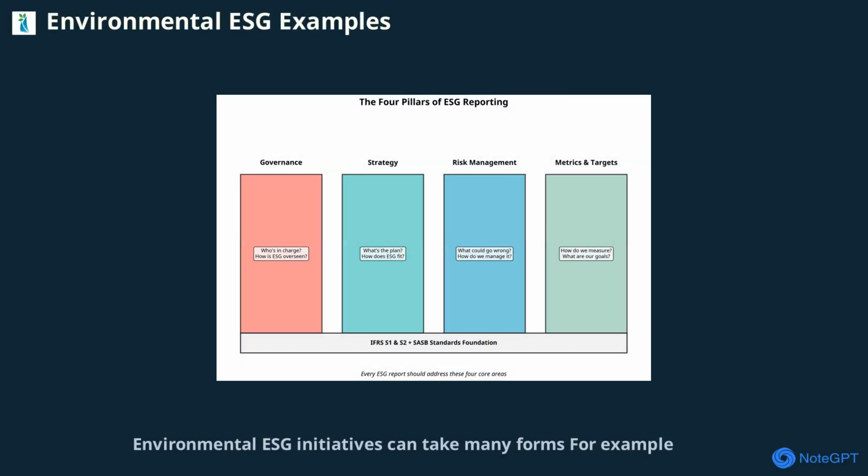Environmental ESG initiatives can take many forms. For example, companies may set science-based emissions reduction targets, invest in renewable energy, or implement energy efficiency measures. Resource management is another key area, reducing water consumption, minimizing waste, and adopting circular economy practices. Biodiversity efforts might include protecting natural habitats, sustainable sourcing, or ecosystem restoration projects. These actions not only reduce environmental impact, but also drive innovation and operational efficiency, positioning organizations for long-term success.